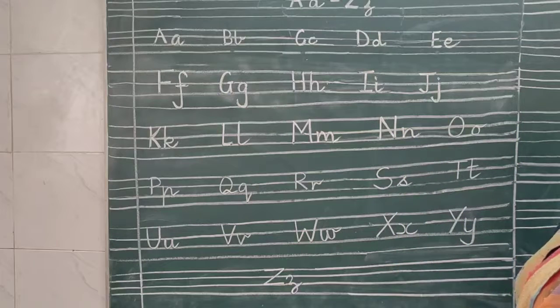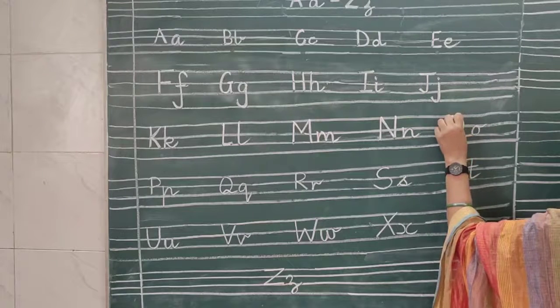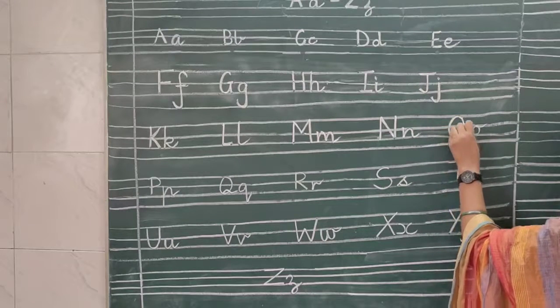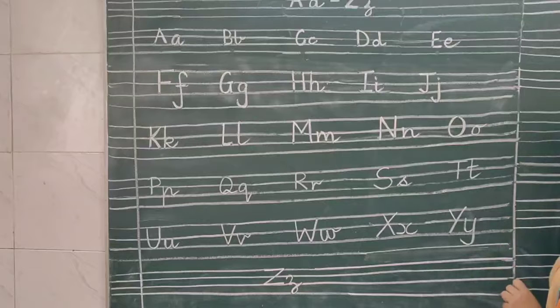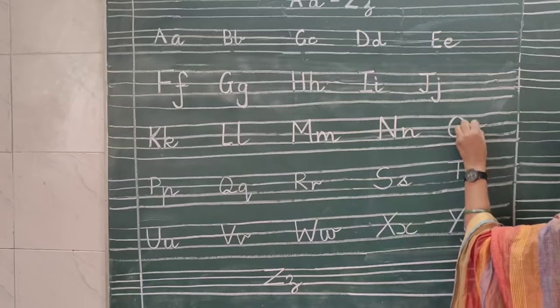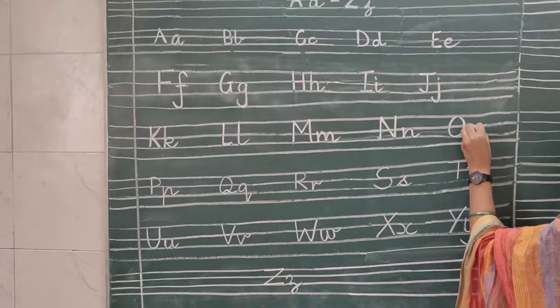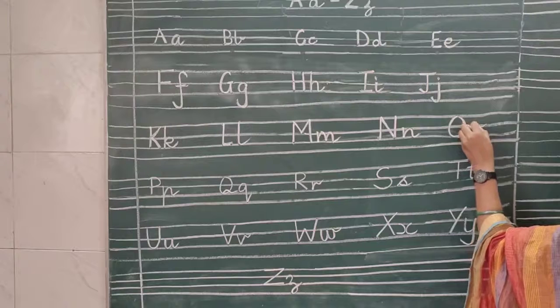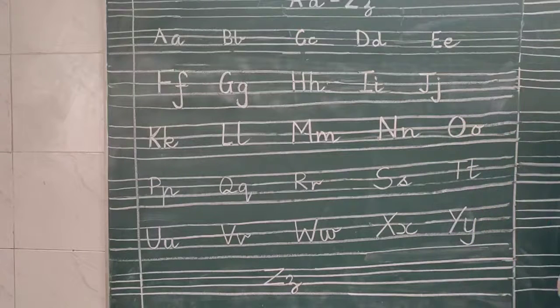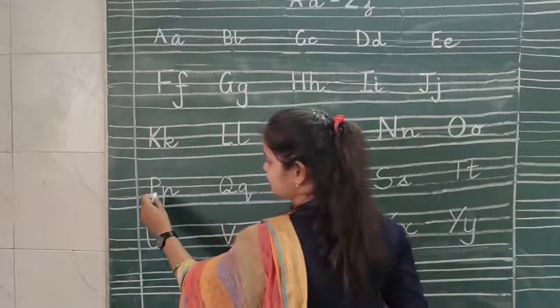This is small n. Now coming to O, capital O, around you will draw a circle like this, and this is capital O, and in the same manner you will write small o but you will write in the middle. Only two lines will be used for writing small o and a kick like this. Is that clear? Now coming to the next letter, that is P.